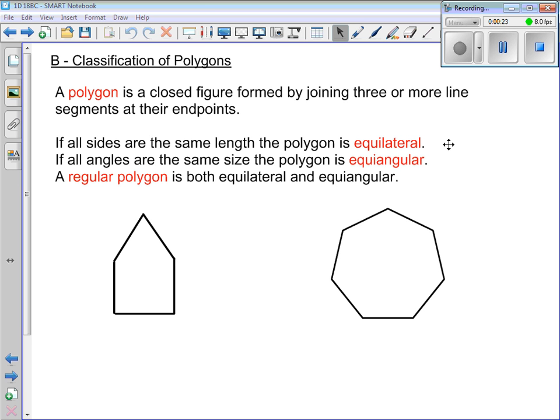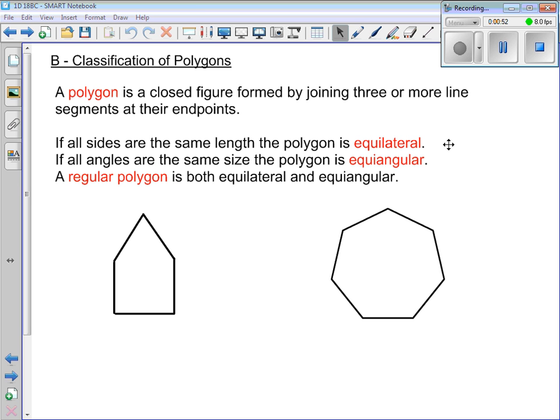What is a polygon? Well, basically, a polygon is a closed figure formed by joining 3 or more line segments at their endpoints. So basically, you take straight lines, connect them together, take as many as you want, just connect them at their endpoints or their vertices, and do enough of them that they come around and form a closed figure. And as long as those lines are straight lines that you're connecting together, you've got yourself a polygon. Okay?